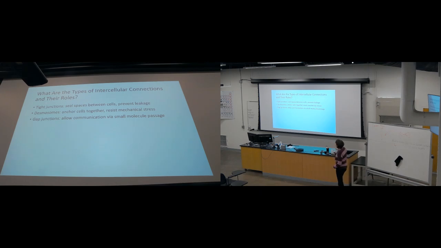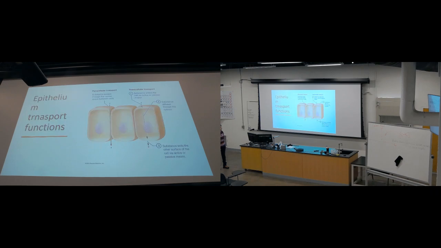So what is the function of the junctions? We already saw that. Tight junctions seal spaces between the cells to prevent leakage. Desmosomes anchor the cells together to resist mechanical stress. Again, desmosomes are abundant in the skin cells because that's where we have a lot of mechanical stress. And gap junctions allow the passage of small molecules and allow cell communication.